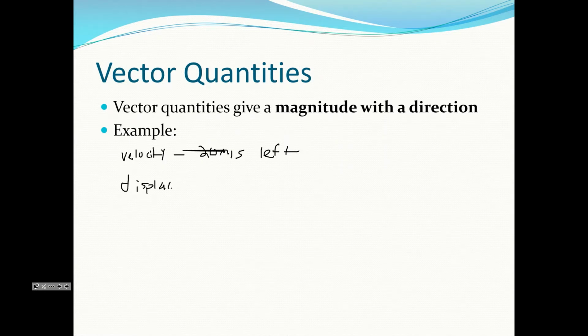Displacement is a vector quantity of distance, and I can go 2 meters, but I can go 2 meters up. I add that direction to it and it becomes a vector quantity.